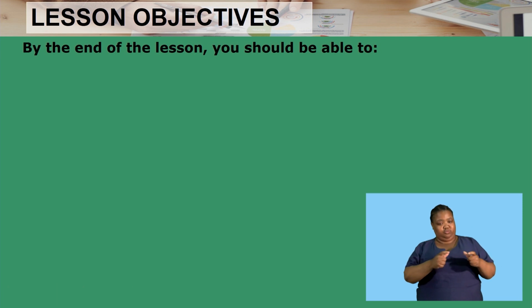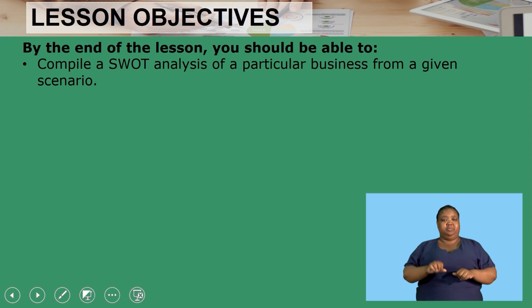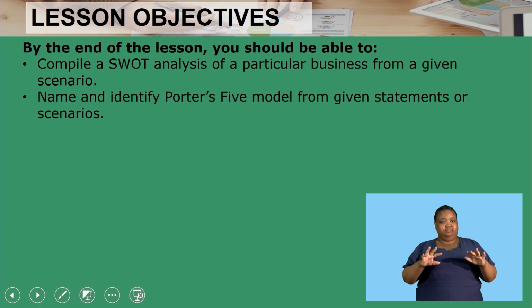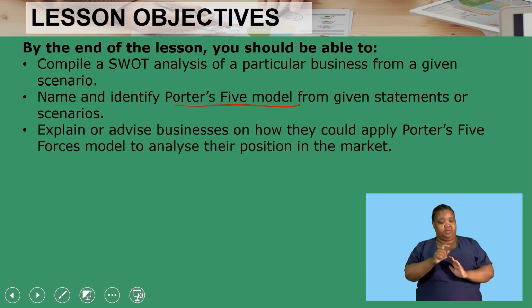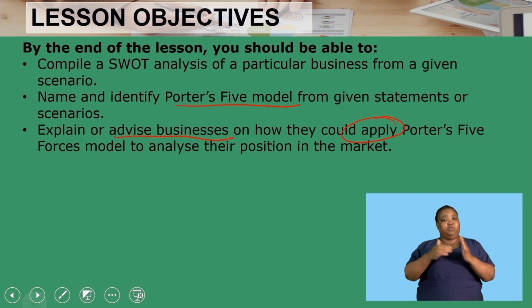By the end of this lesson, you should be able to do the following. You should be able to compile a SWOT analysis of a particular business from a given scenario. You should name and identify Porter's 5 forces, or Porter's 5 force model, from given statements or scenarios. You should be able to explain or advise businesses on how they could apply Porter's 5 force model to analyze their position in the market.